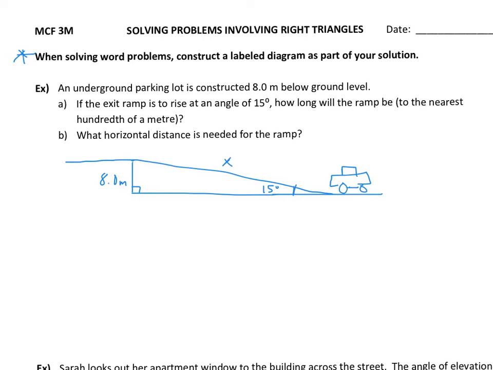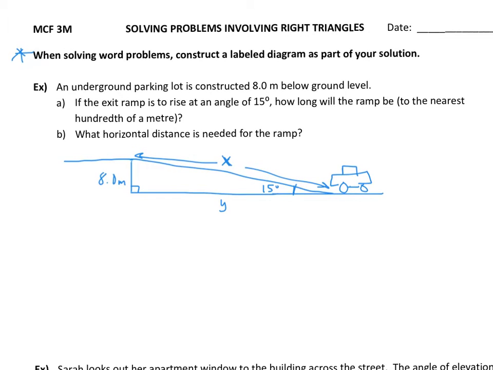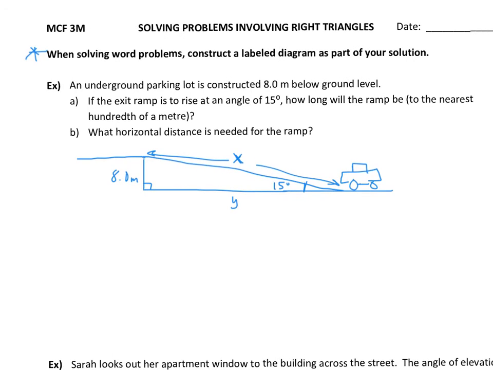So this is my unknown that I need to find out. I need to know how long that ramp is going to be. And then part B is what horizontal distance is needed for that ramp. So I could use a different letter here to find part B.